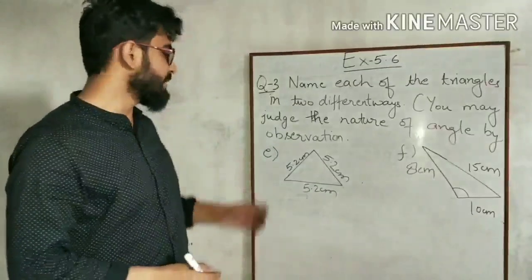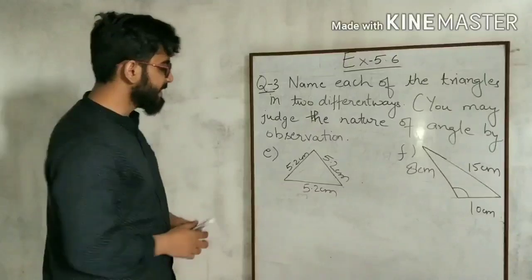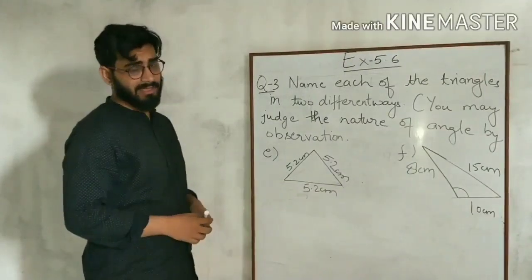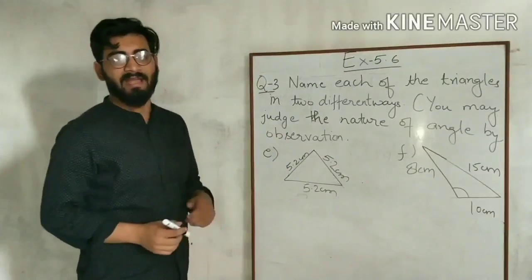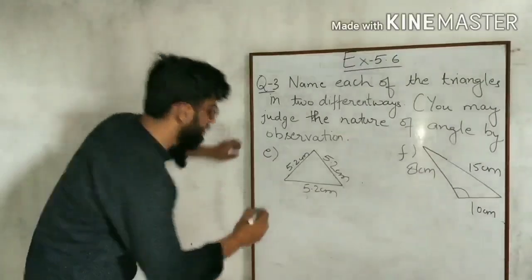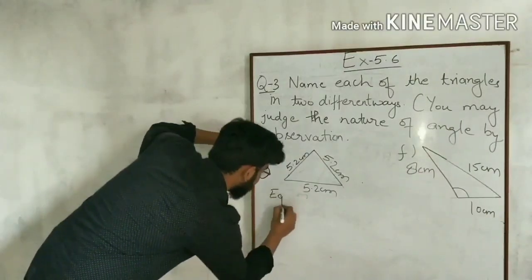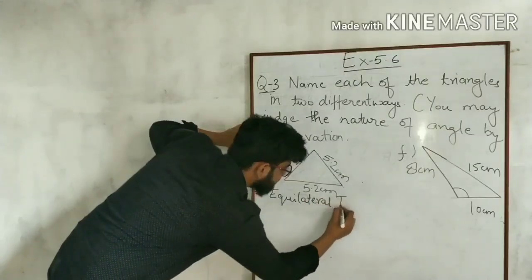Now moving towards our E part. See, what is the E part here? Here you can see that all the sides are of equal length, that is each side is 5.2 centimeters, and we know that if all the sides are equal, then the triangle is an equilateral triangle. So this is an equilateral triangle.